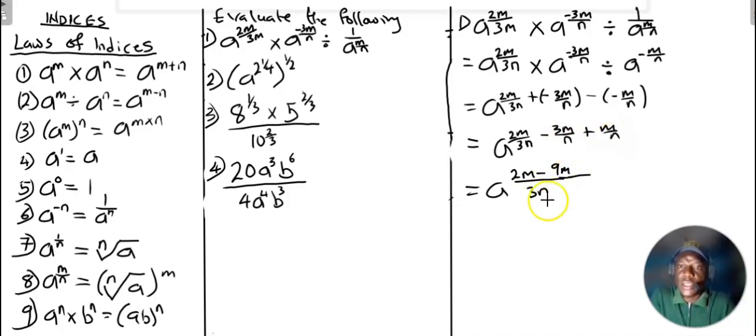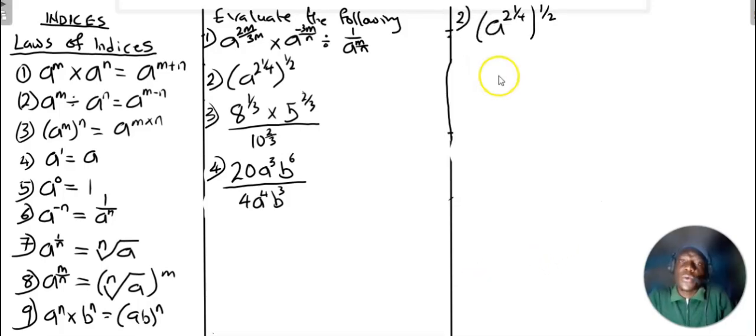You also have n in n, they will cancel out. 3 times n will give you 3n, so this is going to be plus 3m. So this will now be equal to a raised to power 2m minus 9m will give you minus 7m. Minus 7m plus 3m will give you minus 4m. So a raised to power minus 4m over 3n. And this is our final answer.